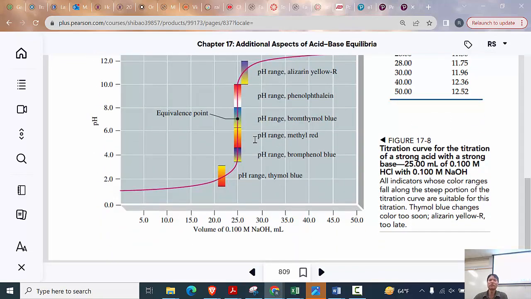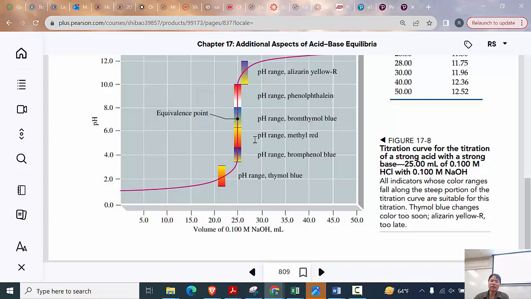But here they're using phenolphthalein. Phenolphthalein doesn't change until around 9. That's when we see the light pink color. So if we're at pH 9, we've overshot, because we've neutralized the acid at pH 7.